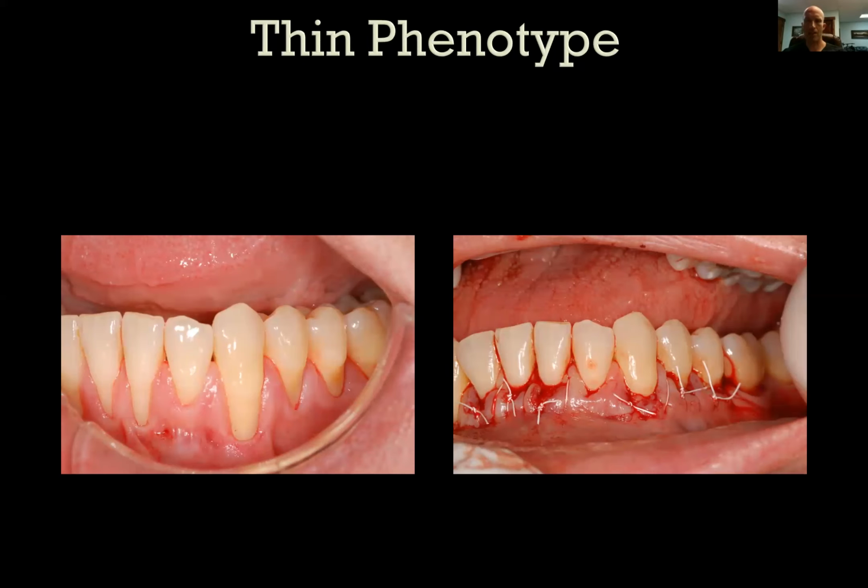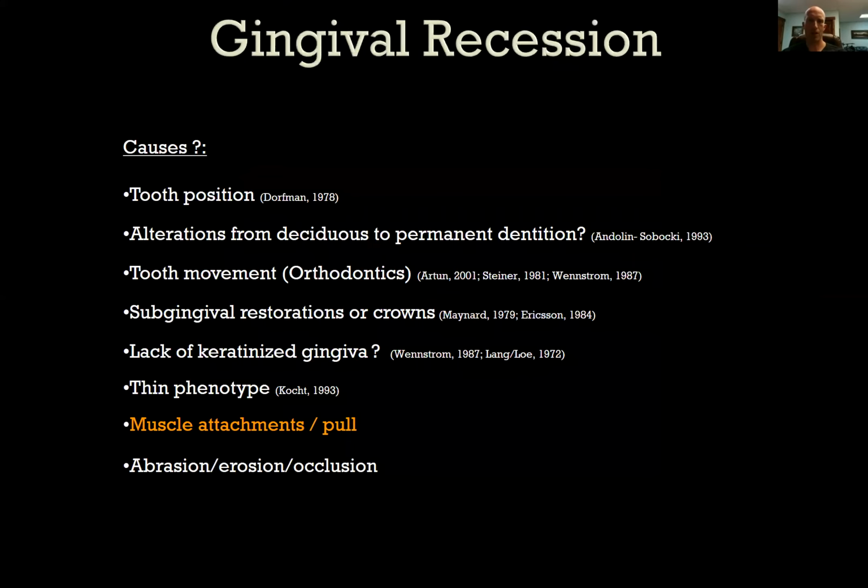And these can be very rewarding cases when you have multiple adjacent teeth with gingival recession. You can go in and graft those and provide them with a symmetrical gingival margin at the cemento-enamel junction.